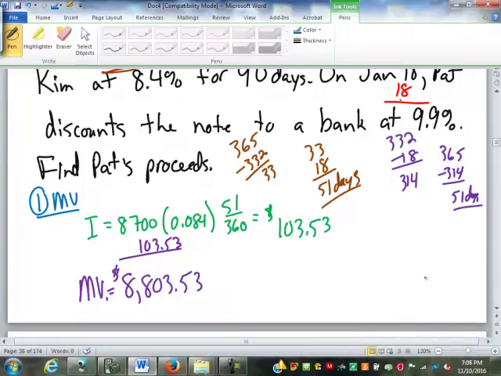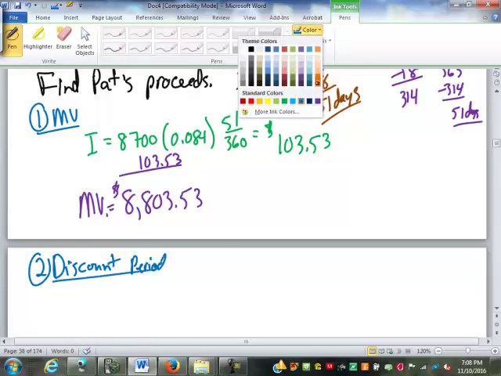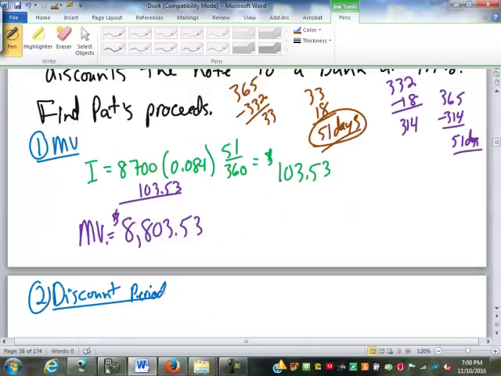So step 2 is to find the discount period. How do we find the discount period? 90 minus the 51 days that have gone by. So it's 39 days is our discount period.